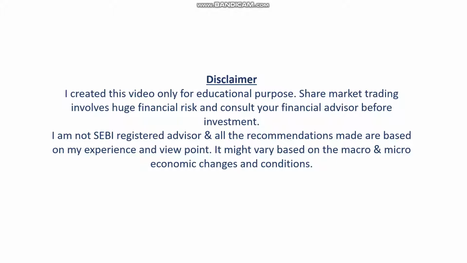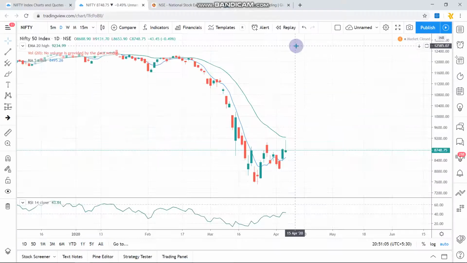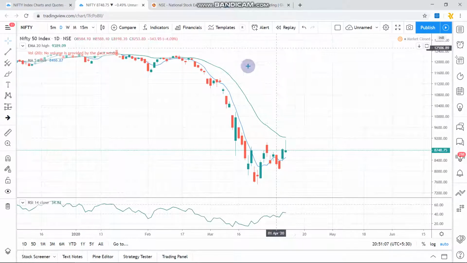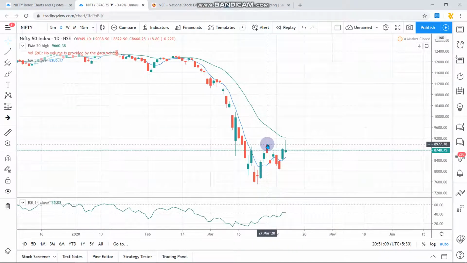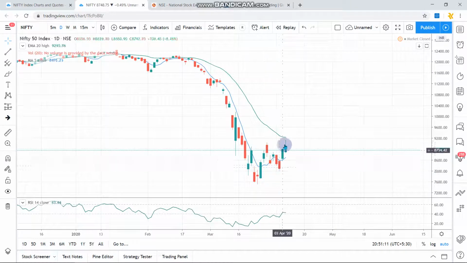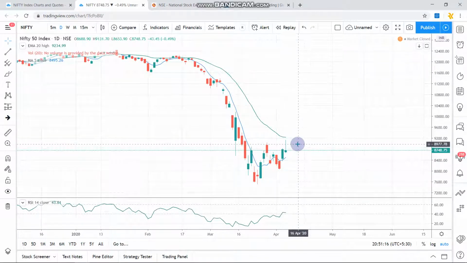Let us go to the chart of Nifty. So Nifty on a daily chart, it looks like this. After a steep fall, it made a kind of small uptrend and then retraced back and then tried to go up. So as I said yesterday, this 9040 played a major role.